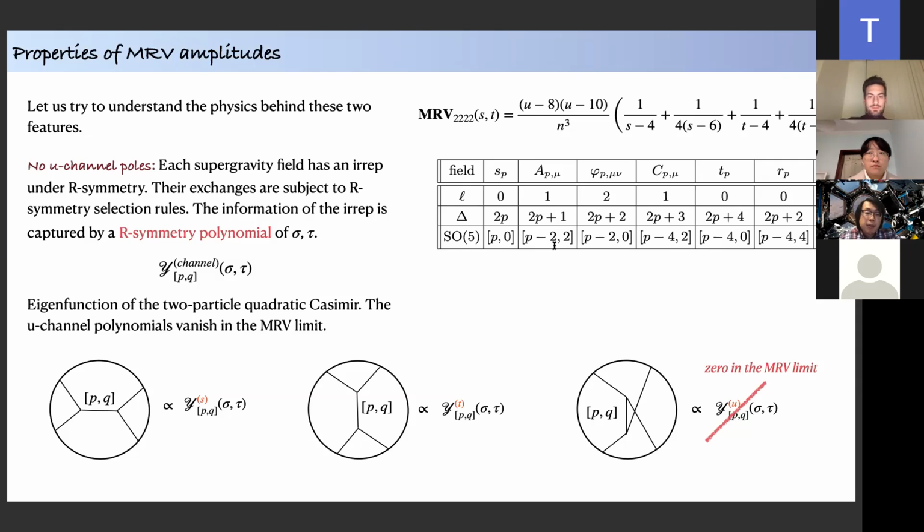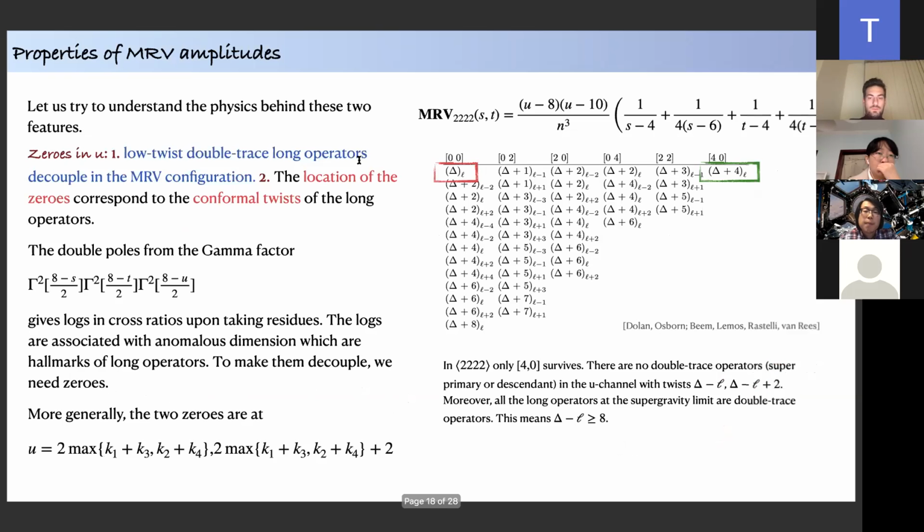So we have an asymmetry polynomial for each of the representations. And then we can just set sigma equals 0 and tau equals 1 to look at what they are in the MRV limit. And we find that all these polynomials in the U channel become 0 in this limit. So that explains why we are not seeing any singularities in the MRV amplitude, because these exchanges are suppressed, since their asymmetry polynomials vanish in this limit.